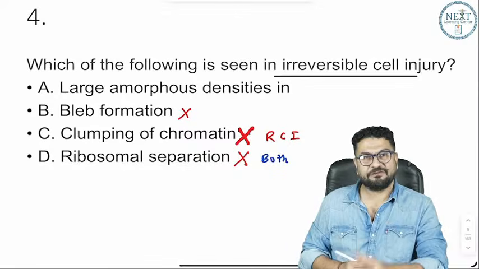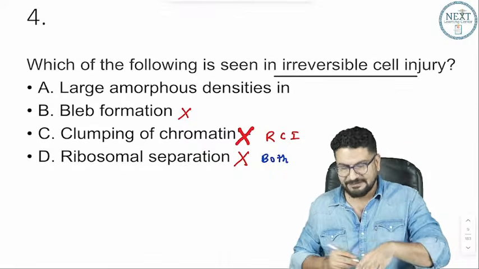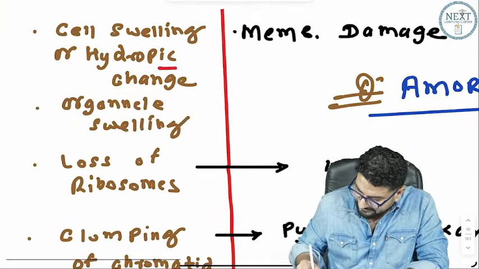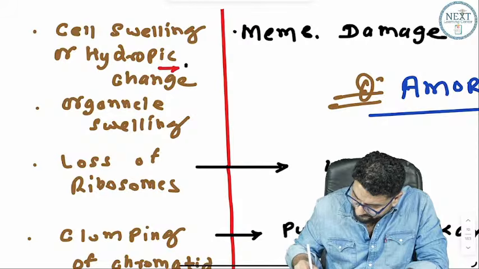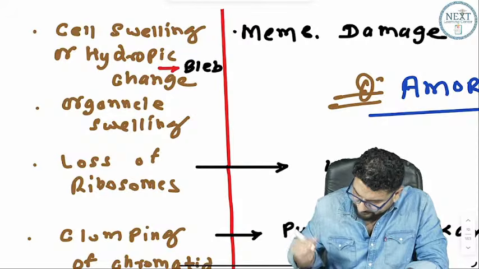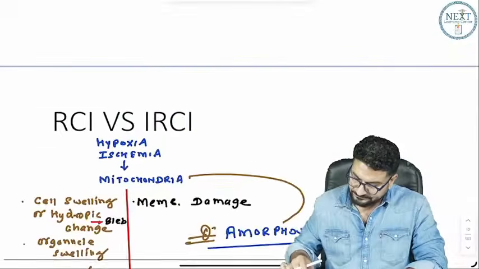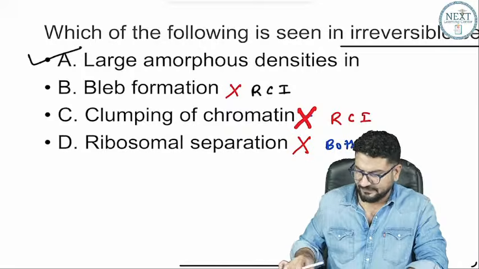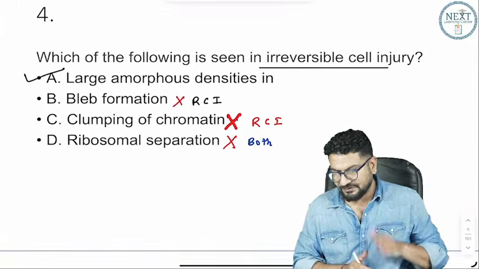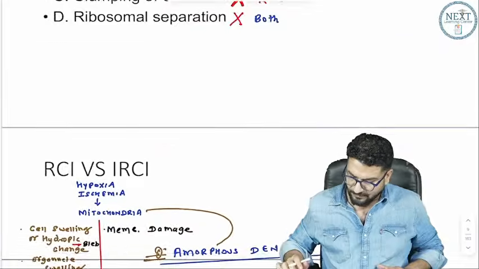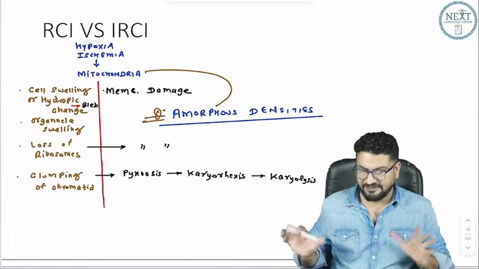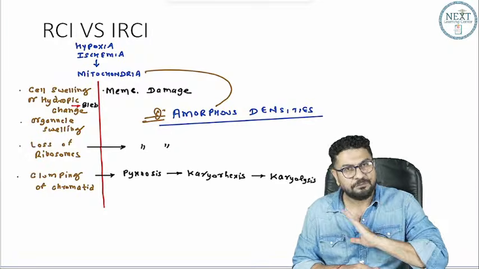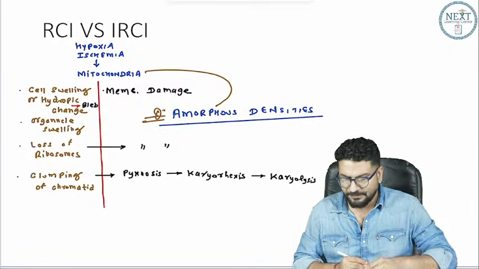Bleb formation. Now see, whenever fluids are going inside the cell, then membrane will have blebbing. This bleb formation occurs because of cell swelling. So that's the feature of reversible cell injury. So answer for this question is large amorphous density. Many times repeated question, many times came in exam. So they ask you all are seen in reversible cell injury except, very important. Done. So just remember most common cause will be hypoxia for both. So this is a topic called reversible and irreversible.